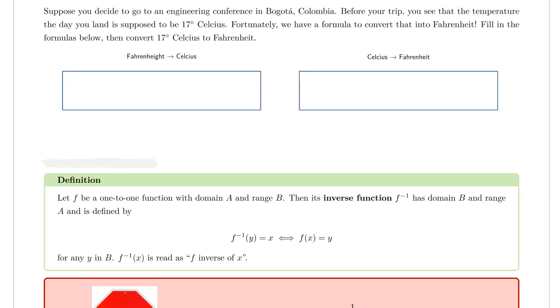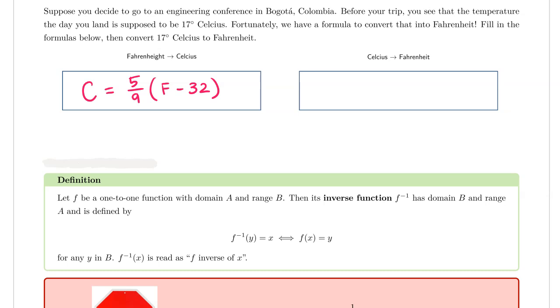And so in the first box, if I want to convert Fahrenheit to Celsius, we have the formula that the Celsius value is equal to 5/9 times the Fahrenheit value minus 32. And I don't even really need to know what the other formula is, because one thing that I could do is I could plug in 17 for the C value and then solve for F. Or I could do that without even having to plug it in. What do I mean by that?